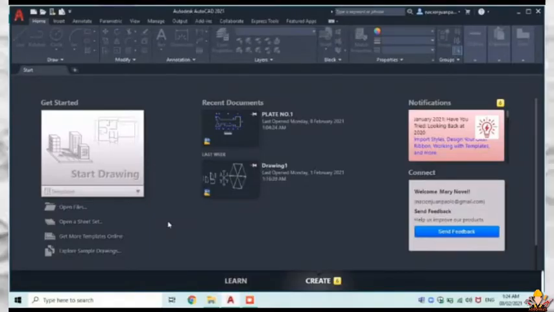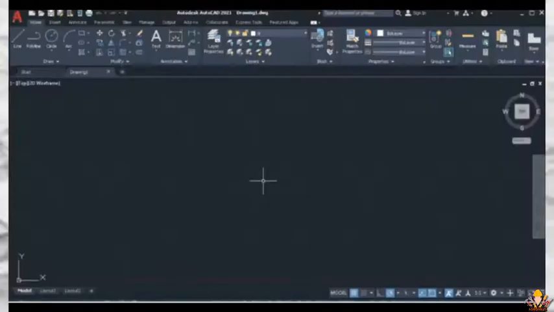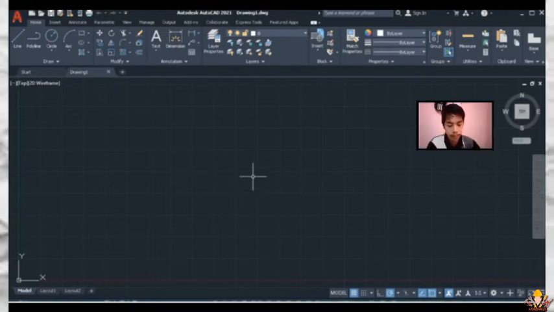So, this is the first thing you'll see when you open AutoCAD. We have here Get Started, Recent Documents, and Notifications. In order to start drawing, you click Start Drawing. Okay, this is the inside of AutoCAD, wherein in the middle is the model space, at the top are the commands, and on the right side is the navigation.